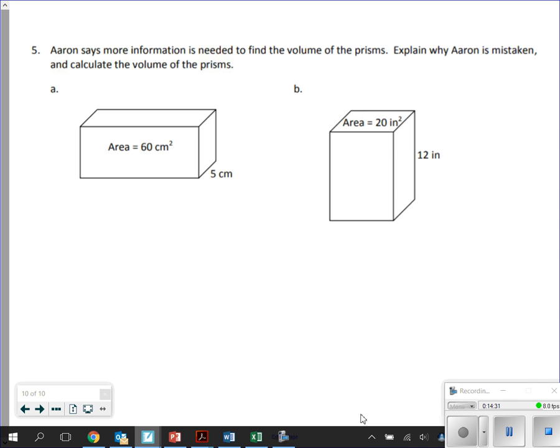Okay. So, if you know, awesome. If you don't know, I want you to think about this little guy right here. What do we know about this little guy right here? Why is Aaron wrong?